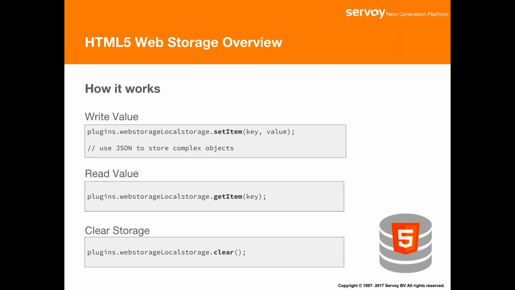Keep in mind that for complex objects, like what we did with the column settings on the grid view, you really want to use JSON. So you use JSON.stringify when you're writing it and JSON.parse when you're reading it in, and that gives you the power to really nest things and get a complex structure.